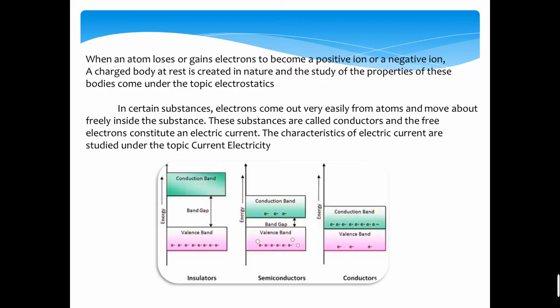Substances are basically of three types: insulators, semiconductors, and conductors. In insulators, we see that there is a huge gap between the valence band and the conduction band. So, electrons cannot become free easily and move about inside an insulator. In a semiconductor, the gap is in between, and in conductors, the valence band and the conduction band overlap. So even at room temperature, electrons become conducting and start conducting electric current.